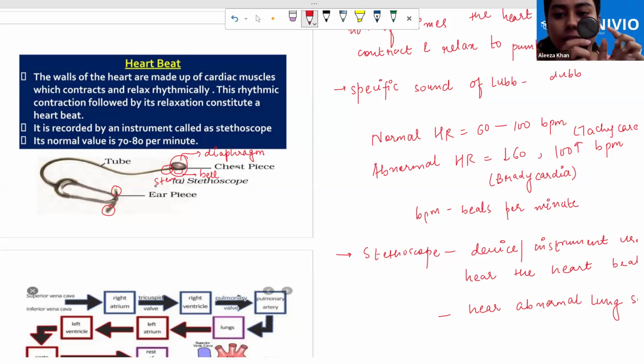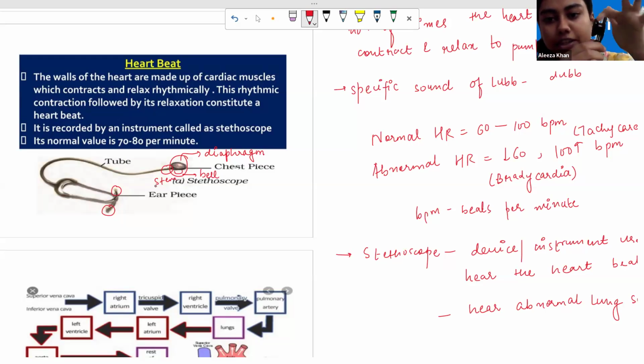Now let's talk about the chest piece. So at this area, if you can see, this is the stem. This elongated part is the stem. Understood? Are you able to see it? This is the stem. Okay. Now see this.